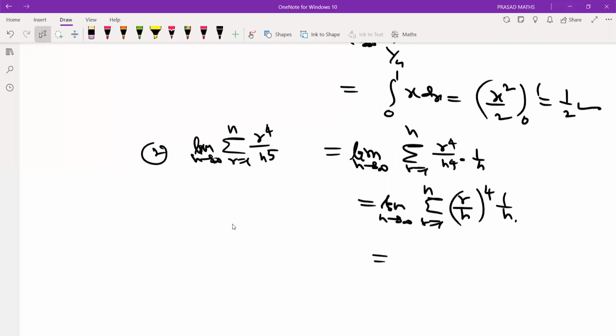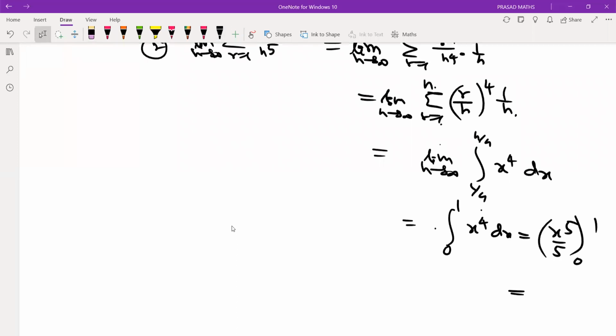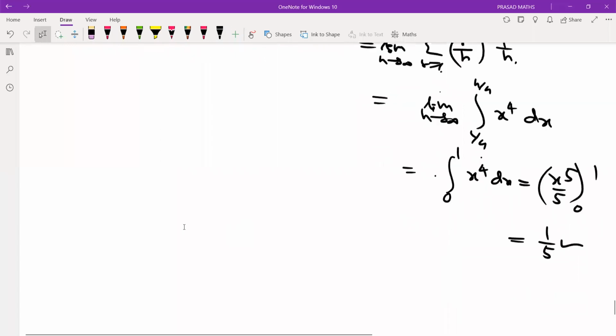So therefore this is exactly limit n tends to infinity, where 1 is replaced by 1 by n, n is replaced by n by n, into f of x, where r by n becomes x power 4, and 1 by n is dx. Therefore this is exactly the integral from 0 to 1 of x power 4 dx. This is exactly x power 5 by 5 from 0 to 1. Therefore this is actually 1 by 5. So this is your answer, right? So whichever problem is given, this is how you do it. Let us look at one more finite sum.